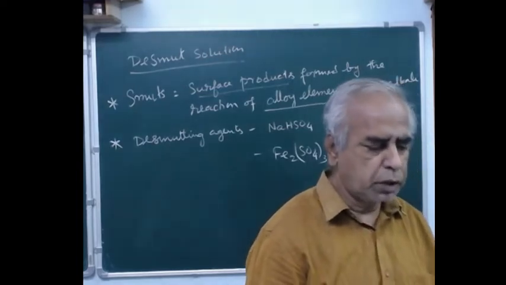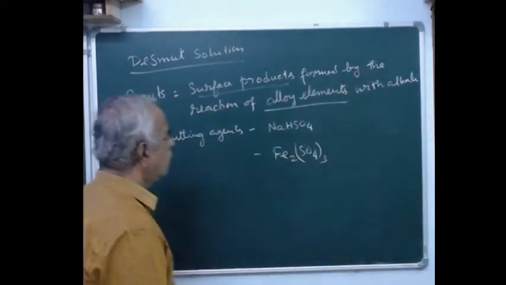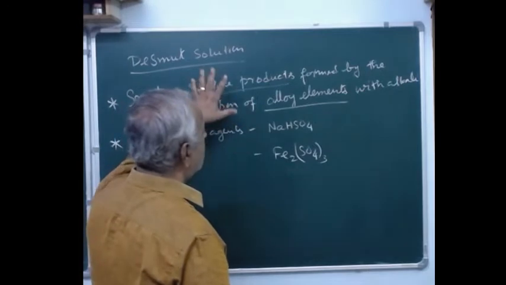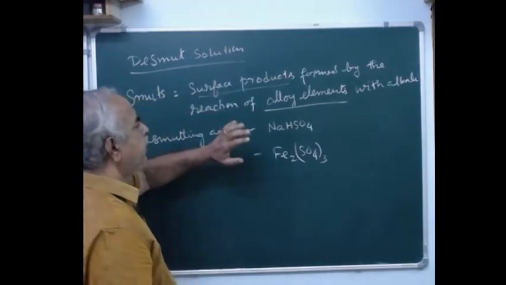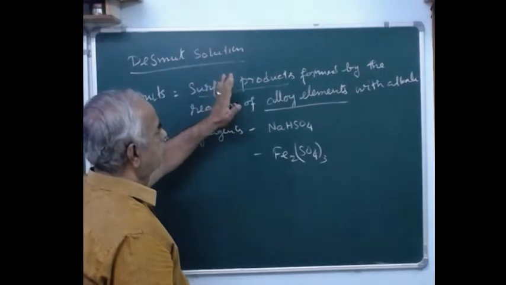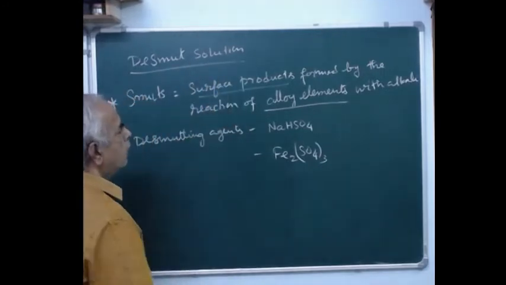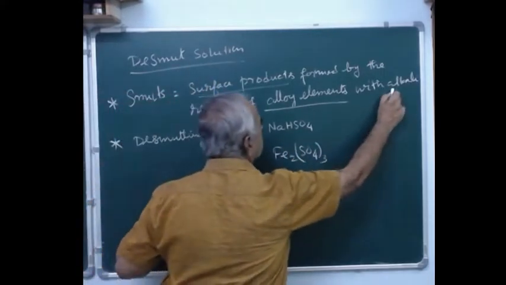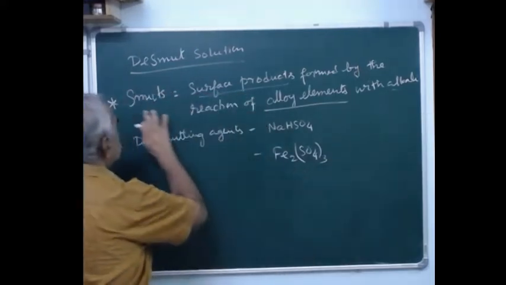Now you should know something about the smut formation. After that is the alkali treatment, what happens is some of the surface metal, they produce some products because of the reaction with the alkali. So they are called the smuts.